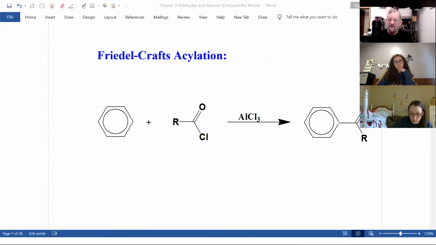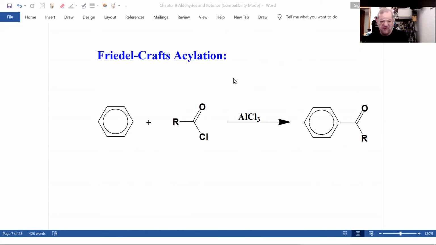Next, I talked about Friedel-Crafts acylation. This is one of those special ways of being able to make a carbon-carbon single bond: take a benzene ring, react it with an acid chloride, aluminum trichloride, and you make an aromatic ketone where one of the R groups is a benzene ring.